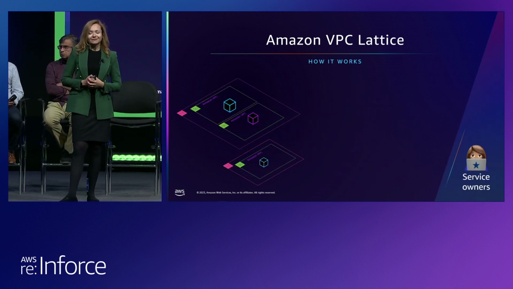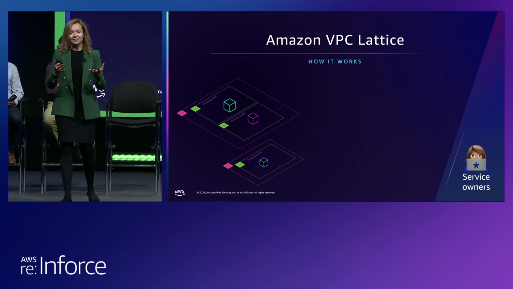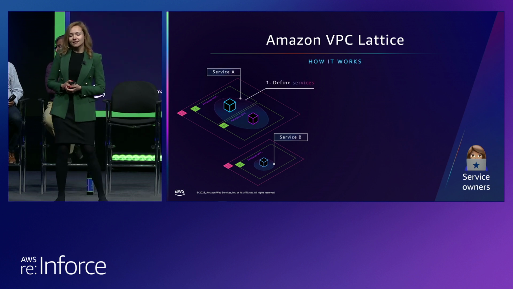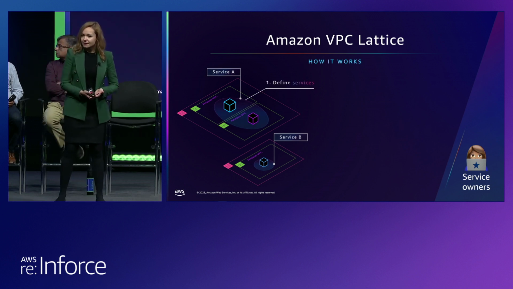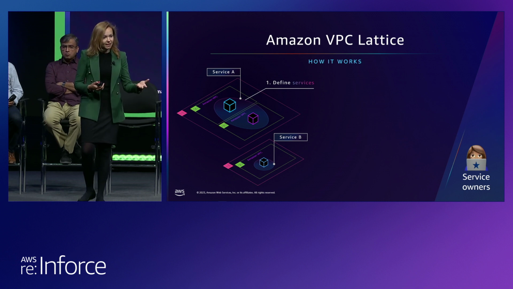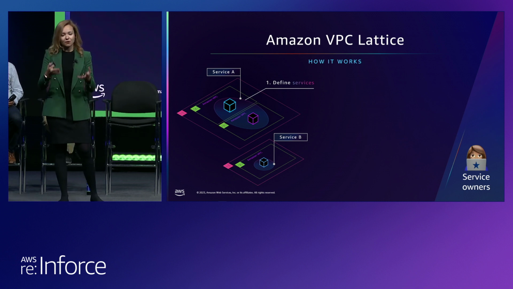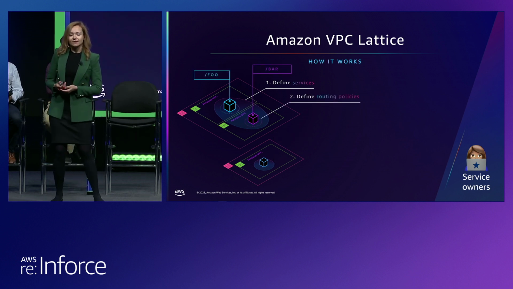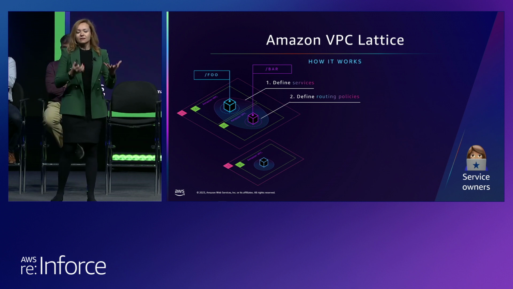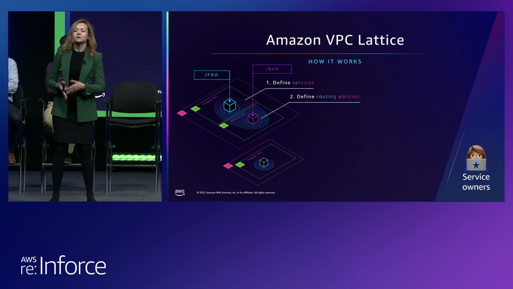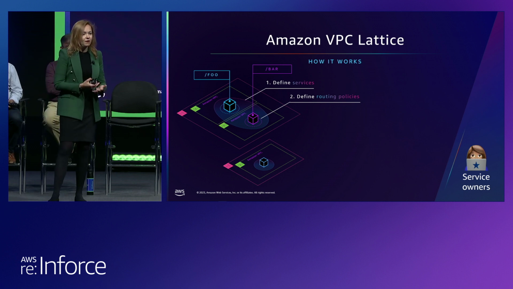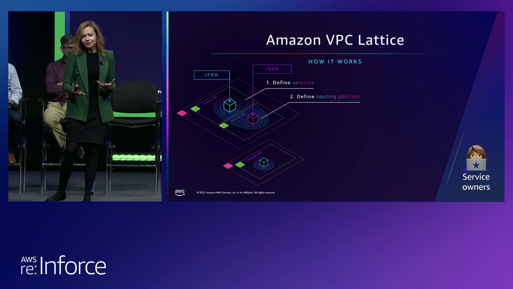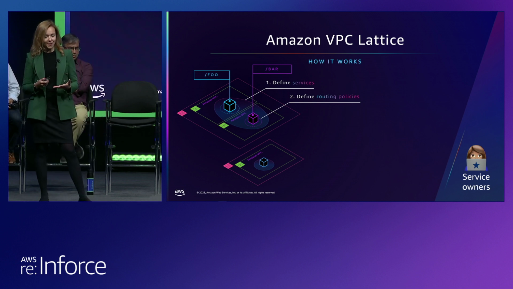Now, from the service owner perspective, right? The service owner owns services, right? Owns applications. And their first task is to essentially define services in VPC Lattice. These services can be, again, multiple target groups across multiple VPCs, across multiple accounts. And once these services are defined, within these services, you define routing policies, right? Routing policies that can be header-based routing. You can define path-based routing. You can say, I want blue-green type deployments and canary deployments and so on.